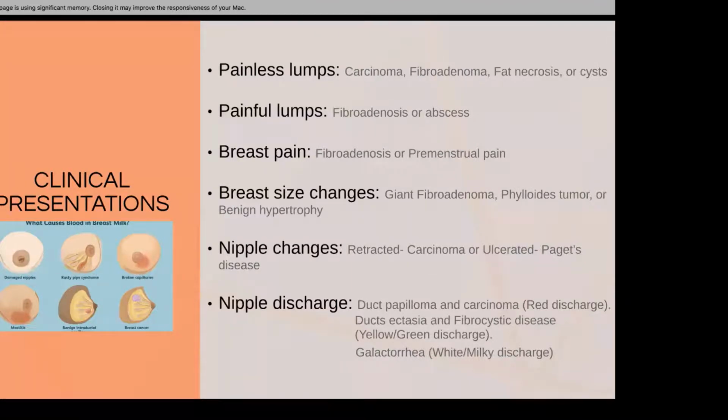Changes in the nipple, like if it's retracted, as we showed before, the carcinoma, a retracted nipple, or if it's ulcerated, Paget disease. And if there's any nipple discharge, you're going to see the color. If it's red, you're going to think of the ductal papilloma and carcinoma. If it's yellowish green, you're going to think of duct ectasia or fibrocystic disease. If it's white, milky discharge, you're going to think of bacteria.